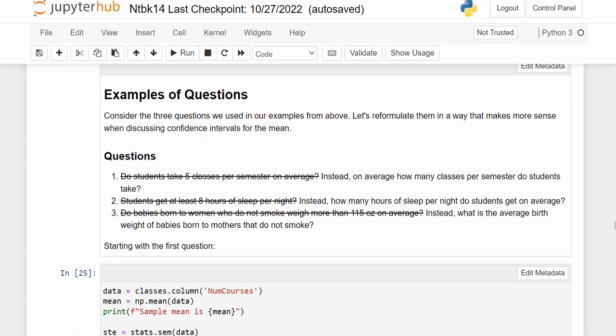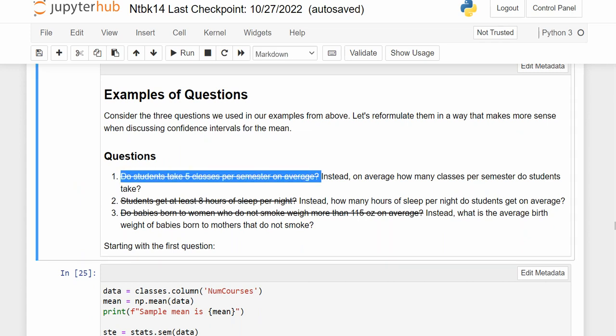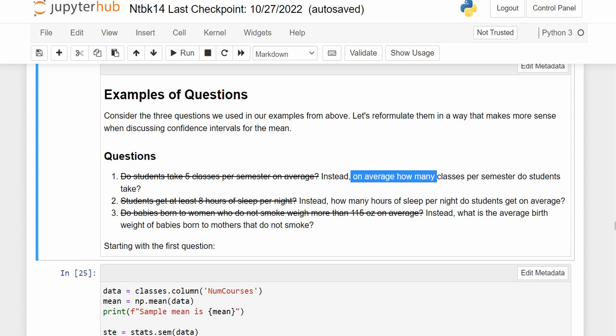But now let's talk about the important part of the lesson. Instead of doing the hypothesis test, which we did, do students take 5 classes per semester on average? Instead, we're going to ask ourselves, how many classes do they take? Okay, and so what we're going to do is calculate a confidence interval for the number of classes that students take per semester.